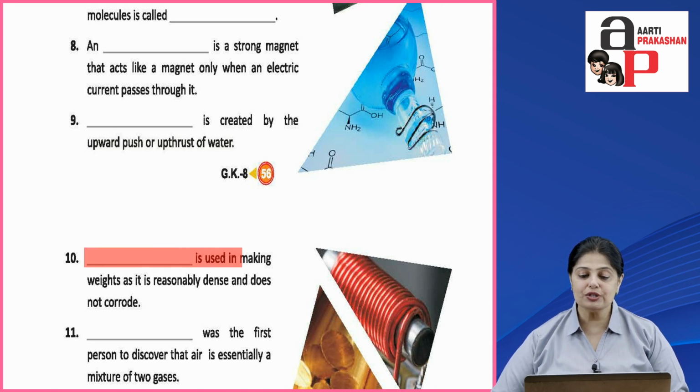Alright. Dash is used in making weights as it is reasonably dense and does not corrode. It is known as the brass. Okay, you use brass to make the weights for the weighing machine and all. Alright. Now, dash was the first person to discover that air is essentially a mixture of two gases. Who was it? It was Antoine Laurent de Lavoisier. Okay, the first person to discover that air is essentially a mixture of two gases was Antoine Laurent de Lavoisier.